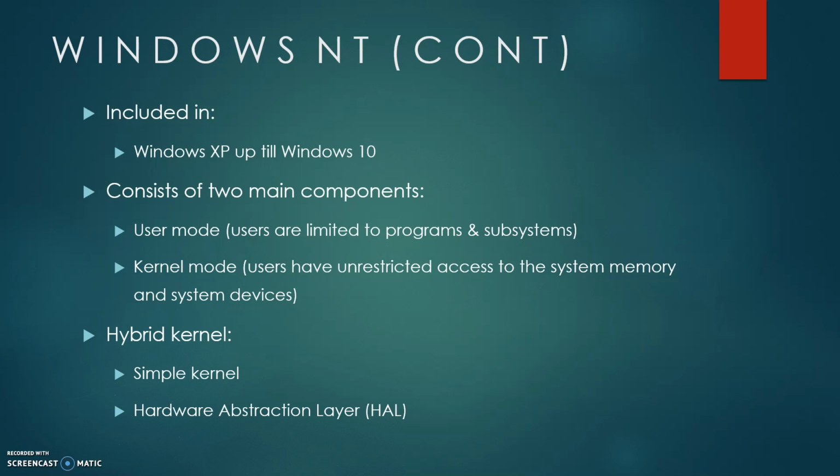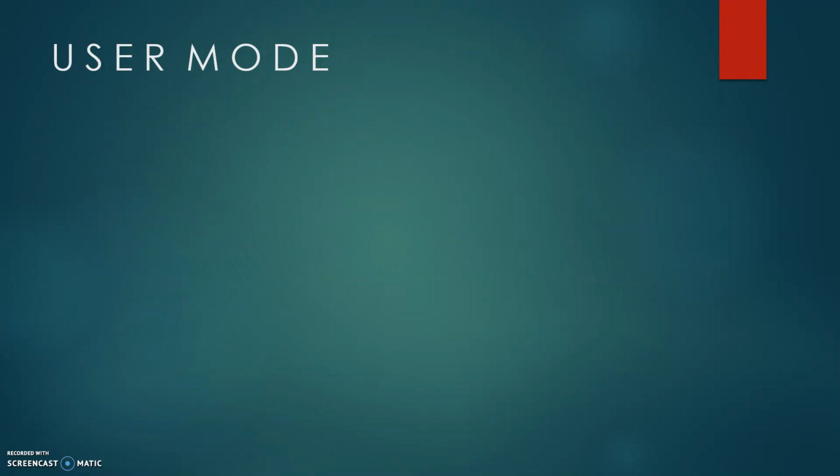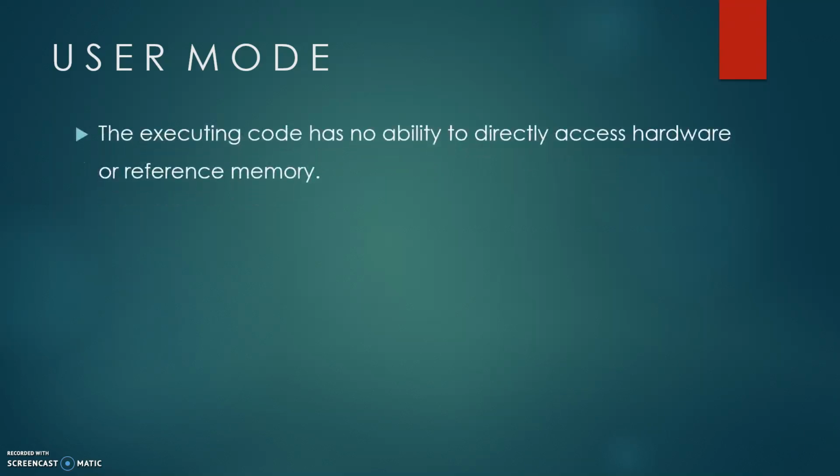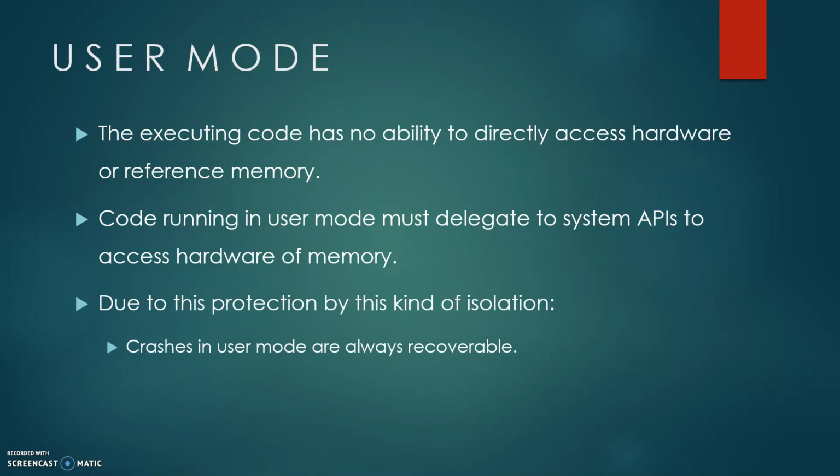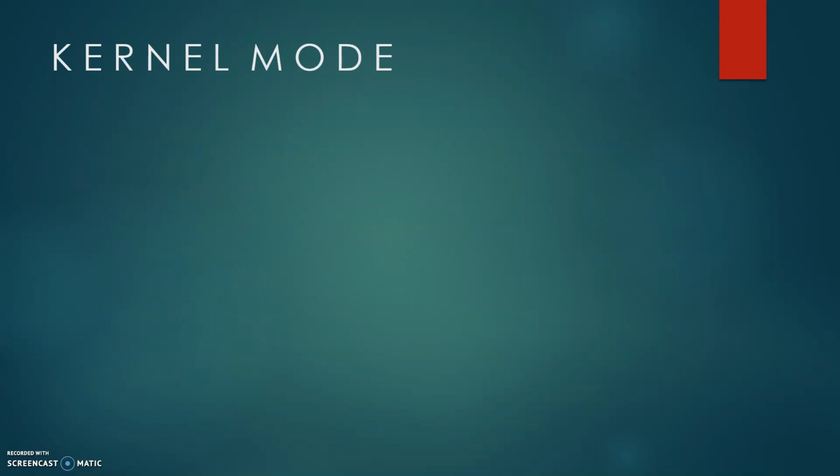It is also a hybrid kernel, which means it has two layers. The first one is a simple kernel, and the other one is a hardware abstraction layer. In user mode, the executing code has no ability to directly access hardware or reference memory. The code running in user mode must delegate to system APIs to access hardware or memory. Due to this protection by separation, the crashes in user mode are always recoverable.